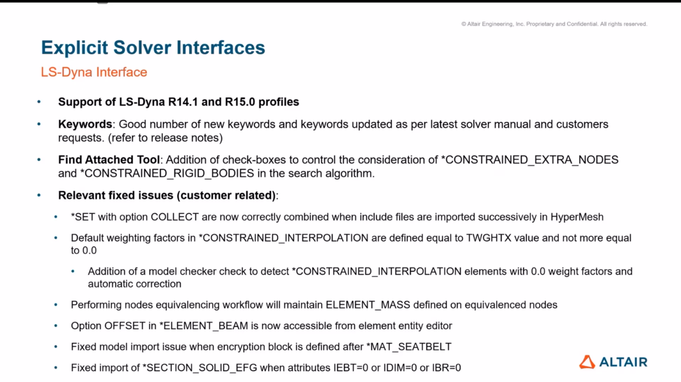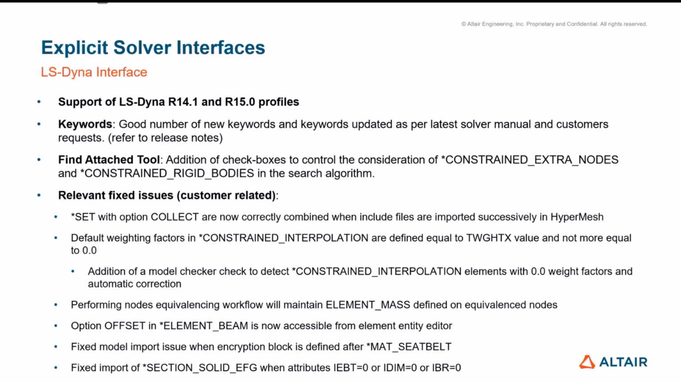Small enhancement in the find attached tool, where now we have additional checkboxes to control the consideration of the constraint extra nodes and constraint rigid bodies in the search algorithm. They were initially considered, but there was no control to activate or deactivate those entities in the search algorithm and in the workflow. So this is now added. And in terms of relevant issues fixed based on customer feedback, I would say these are the most important ones.